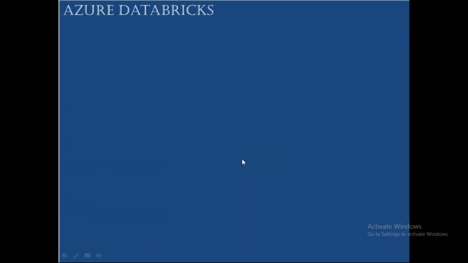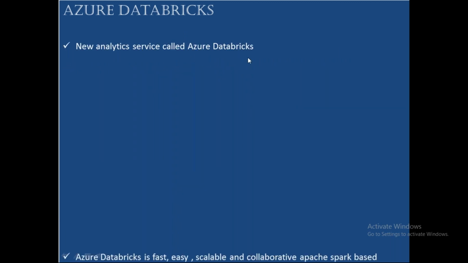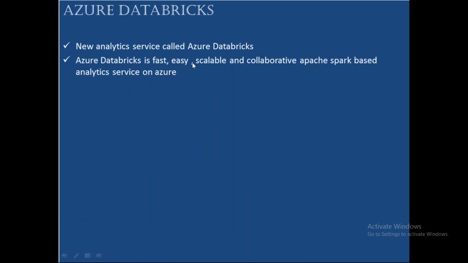Yes, the solution is Azure Databricks, a new analytics service. Azure Databricks is a fast, easy, scalable, collaborative Apache Spark based analytical service on Azure. Don't worry, we will discuss in detail. It's fast because of the Spark cluster. Spark is very fast, and it will be very easy to launch. It will be easy to execute our code.